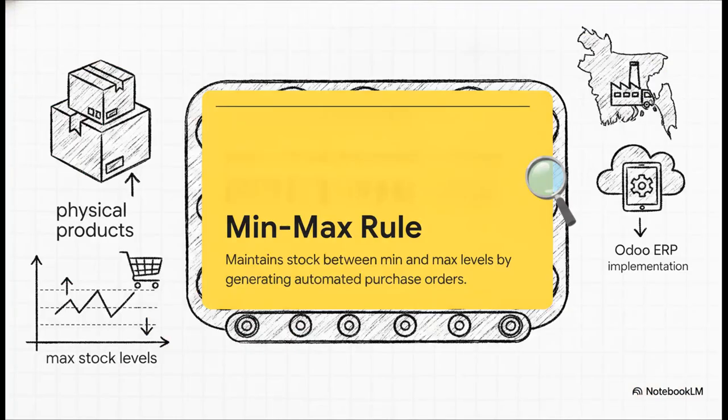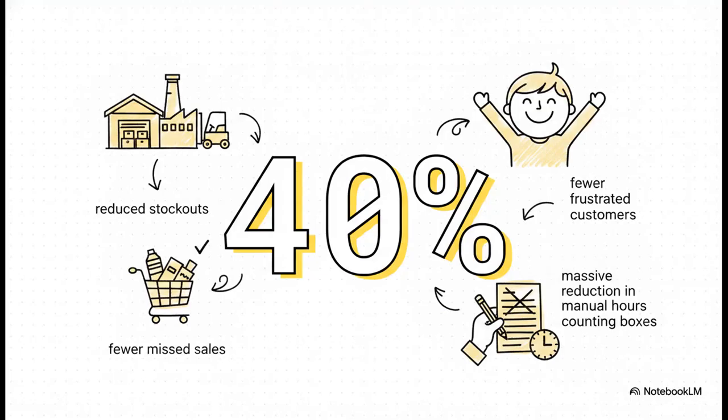If you are managing physical products, the min-max reordering rule is about to become your absolute best friend. It's beautifully simple. You just define a minimum and a maximum stock level for any given product. And when your available quantity drops below that minimum, boom, the system automatically drafts a purchase order to bring your stock right back up to your max limit. No human intervention required. To put that into perspective, businesses that actually utilize these automated reordering rules have seen stockouts drop by a massive 40%.